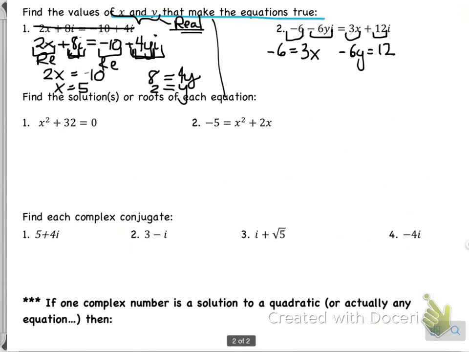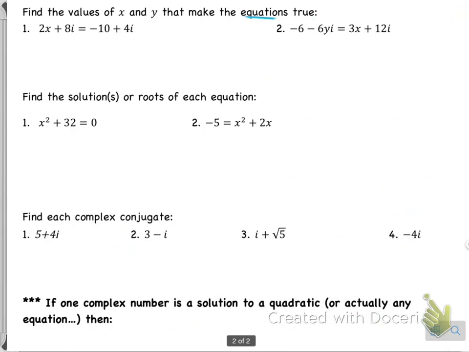And then you can solve each of those individually. Okay, so x equals negative 2, and y also equals negative 2. Okay, not too bad. Alright, next type of example might involve solving equations, like quadratics.